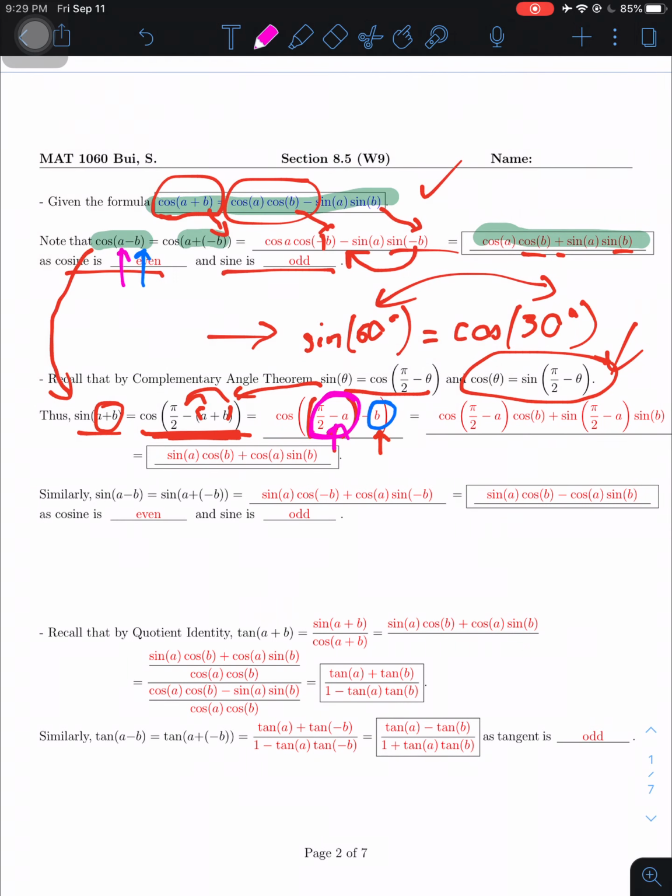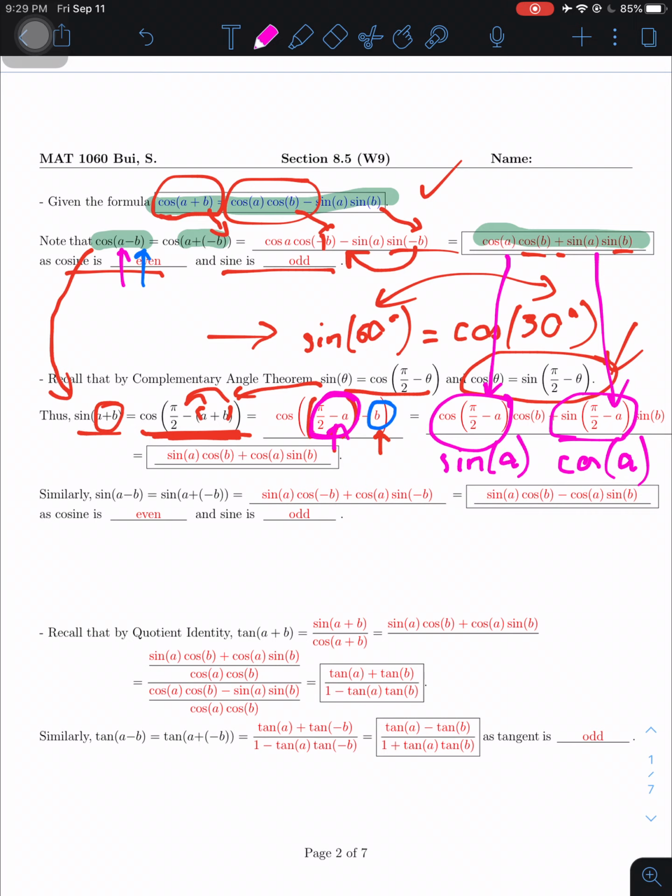Okay, so then similarly, we're gonna have this formula in here. Instead of A, I'm having pi over 2 minus A, and in here again, instead of having A, I'm having pi over 2 minus A. And then cosine B and sine B is just the same thing, right? So now we know that cosine of pi over 2 minus A is the same thing as sine of A, right? And then same thing goes with this one. We know that sine of pi over 2 minus A is the same thing as cosine of A.